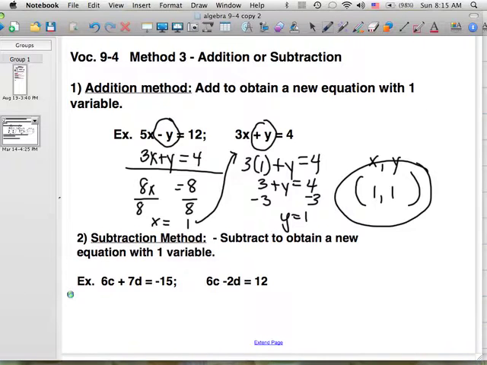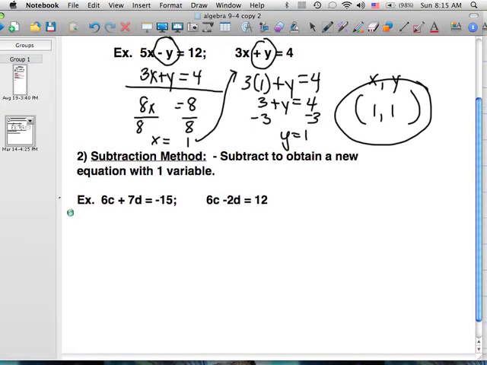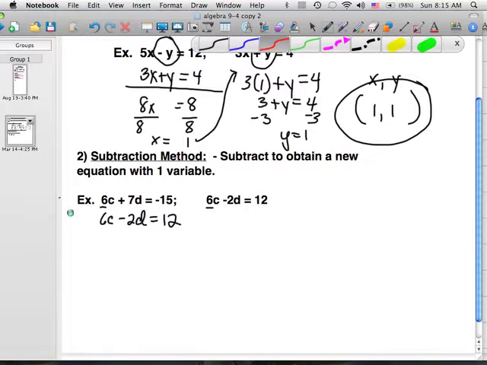The second example shows where we would need subtraction, because if I look at the coefficients, it's a positive 6 and a positive 6, a positive 7 and a negative 2. Well, if I would subtract these two equations, take 6c minus 6c, then I would eliminate the c. So I'm going to put 6c minus 2d equals 12 underneath this one, and I need to subtract, so I'm going to change the signs, minus, plus, minus. You have to change all the signs.